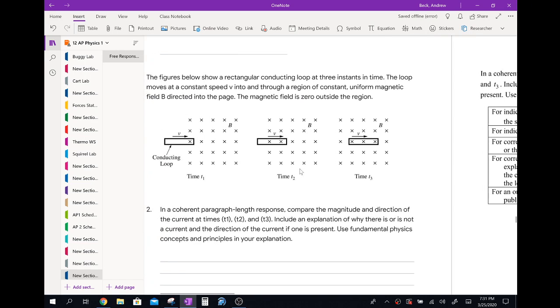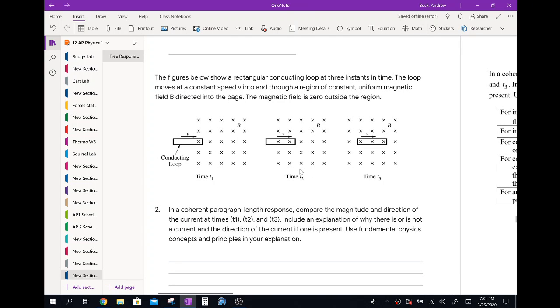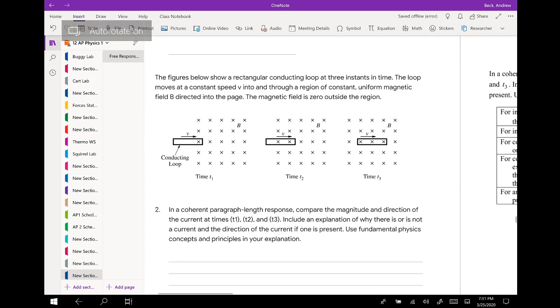Okay, hi everybody. So this is an AP question from, I believe, the 2018 free response part. I thought it was really applicable to what we were doing and a good way to review all of these magnetism ideas. So I just want to go over each one and we'll go from there.